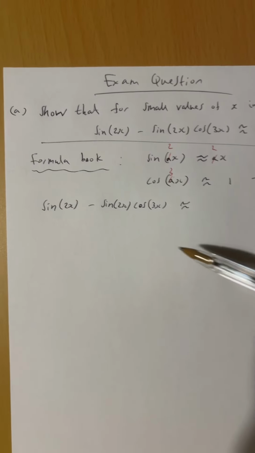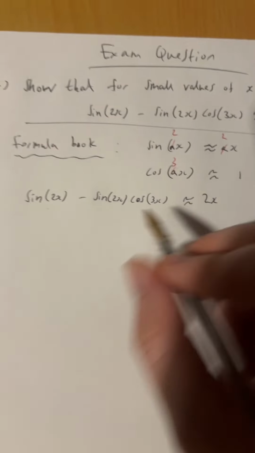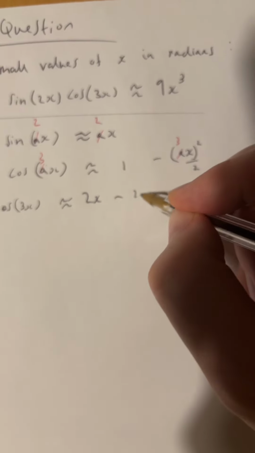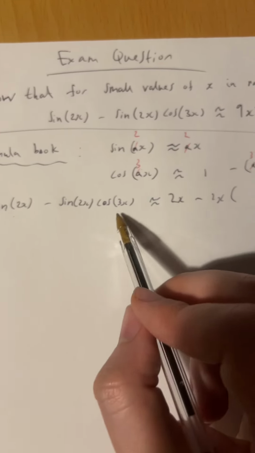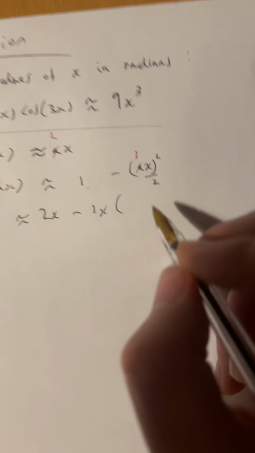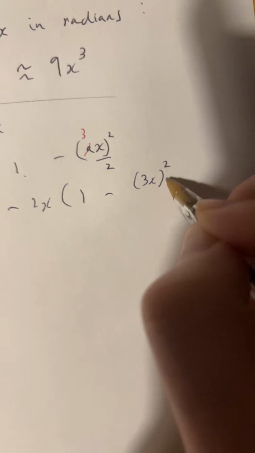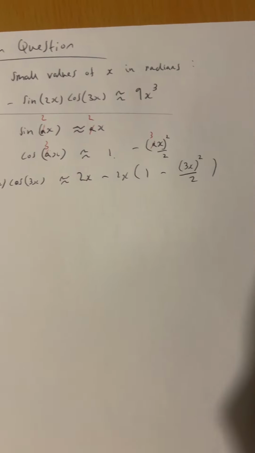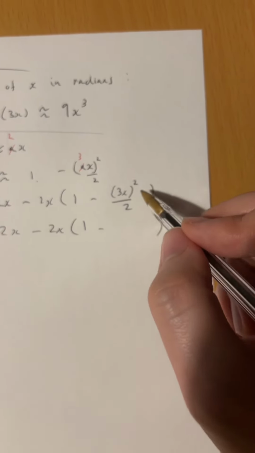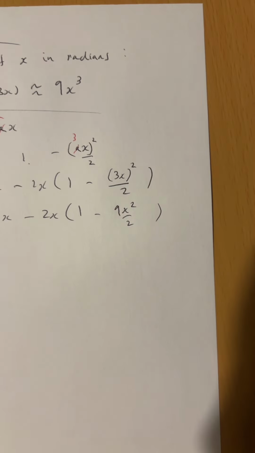So what we have then is sine 2x, which is approximately 2x, as we just said before. And then minus sine, and then again, another 2x, so approximately 2x, multiplied by cos 3x, which is approximately 1 minus 3x all squared over 2. So like that, we've got 2x there, obviously 1 here, and then we've got 3x all squared. That's going to be 9x squared, so 9x squared over 2 with this one.